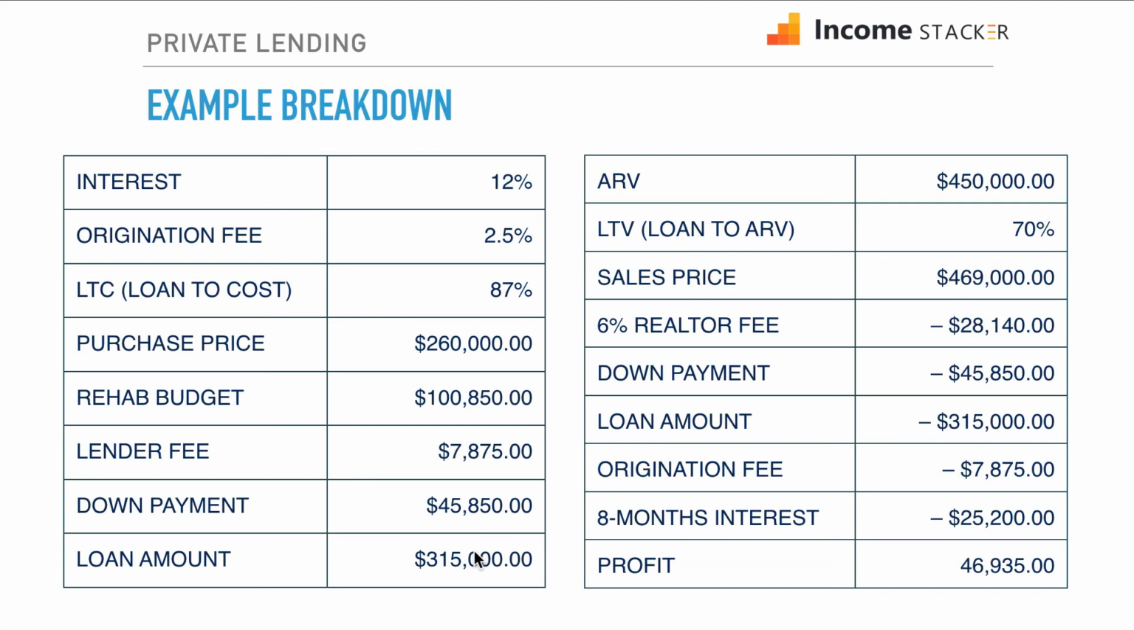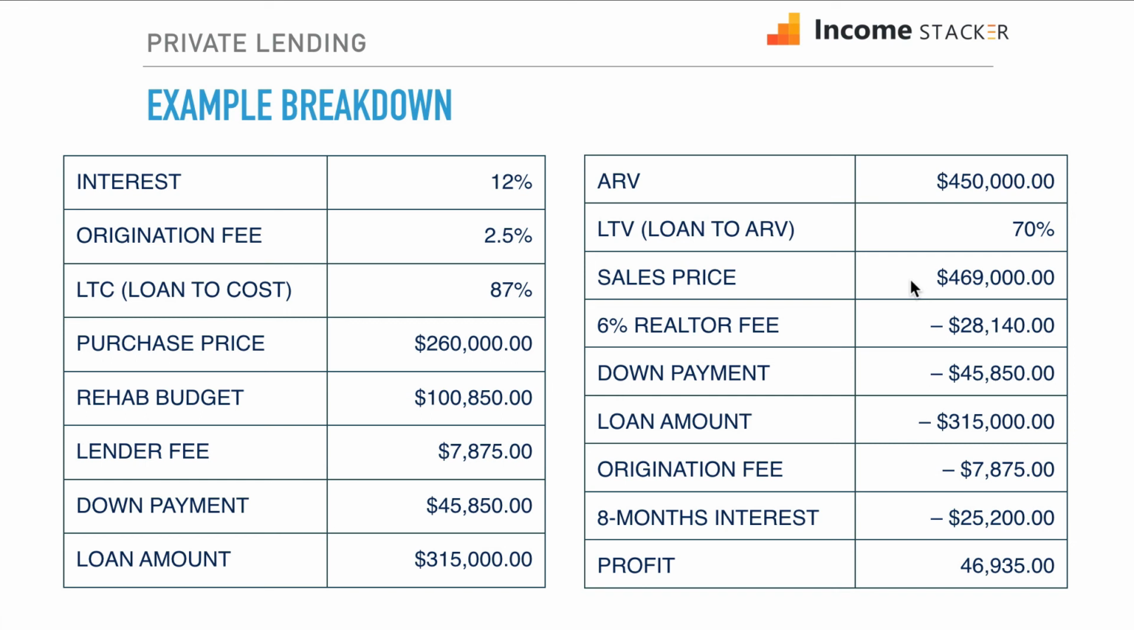In addition, in this particular example, there's a 12% interest rate. There's 2.5 points, or 2.5%, for the origination fee. In this case, the loan to cost is 87%. And how do you get this? Well, you take the $315,000, which is the loan, and divide it by the cost, which is $260,000 plus the $100,000, and that gives you roughly 87%.